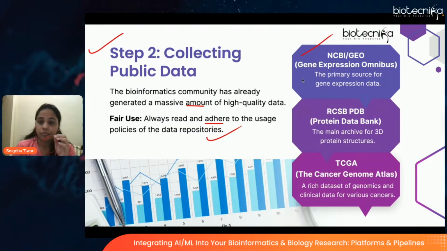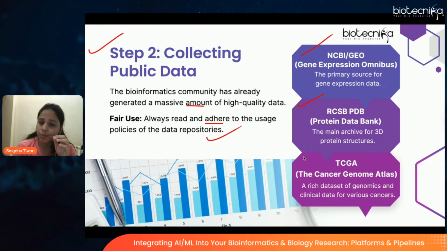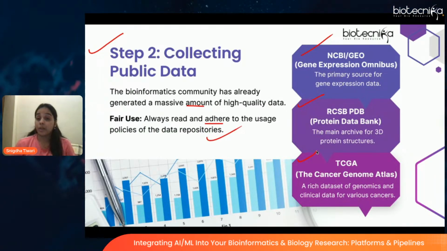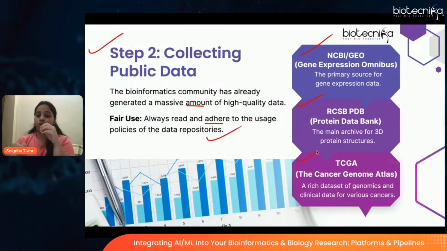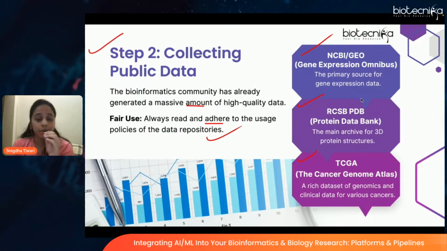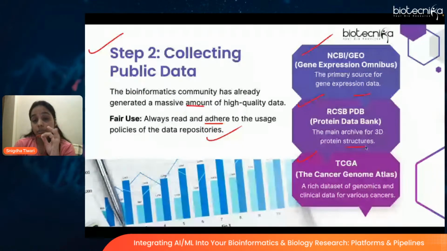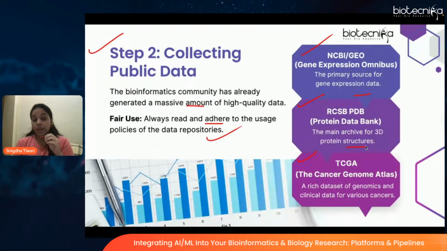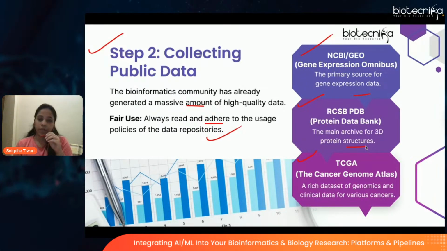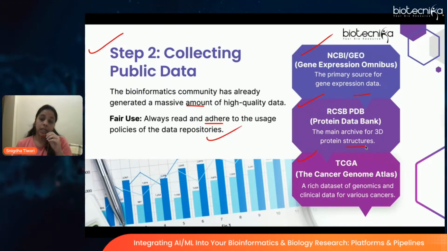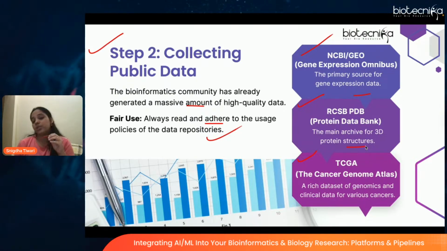NCBI GEO, RCSB PDB, and TCGA are a few of the public databases that I've just picked up. NCBI's Gene Expression Omnibus is the primary source of gene expression data, guys. RCSB PDB, if anyone wants to work with big data, like biomolecular molecular dynamic simulations, MDS analysis. RCSB PDB and UniProt are the main archives for 3D protein structures, right?